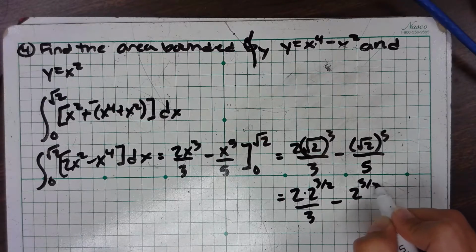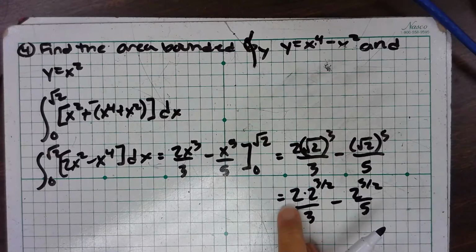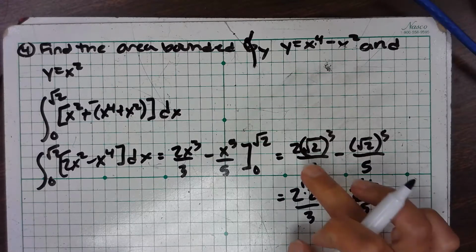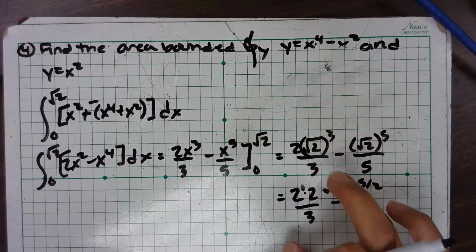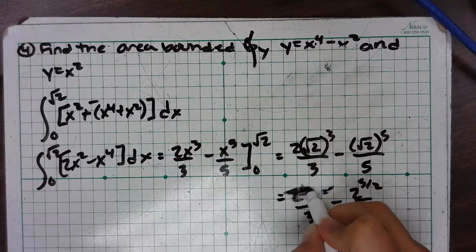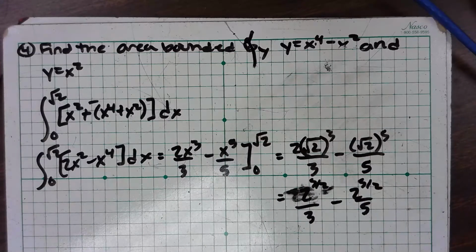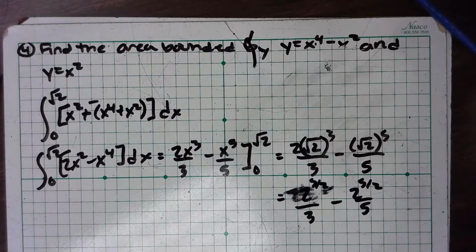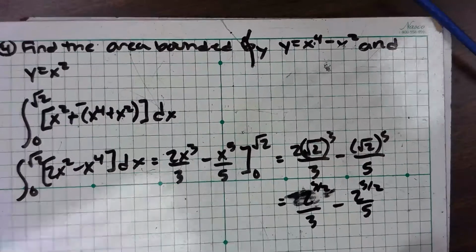2 to the 5 halves, and then if you actually look at this, this is to the 1st, so if I add that together, that's actually 2 to the 5 halves. And you can really just leave the answer like that if you want. You can make it go down. You can get a common denominator and things like that, but I'm just going to leave my answer like this and not be so complicated.